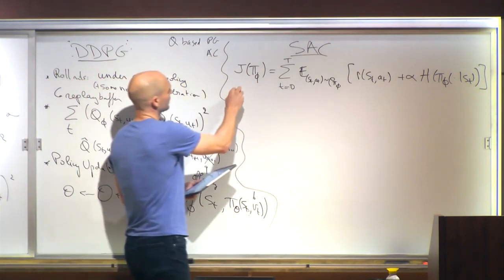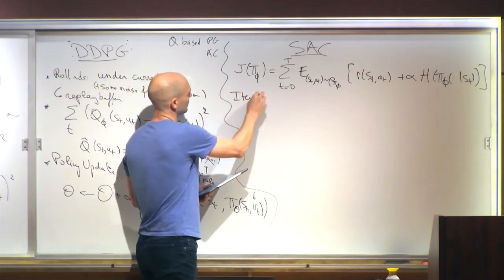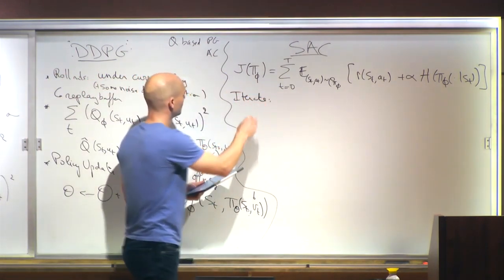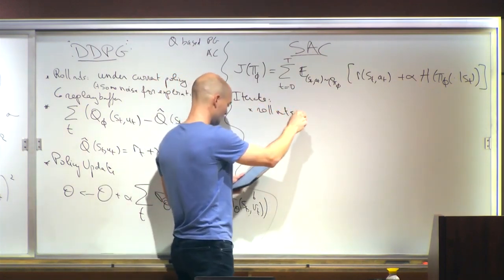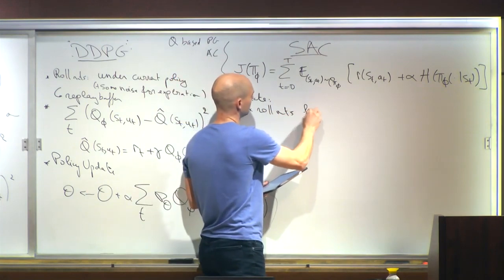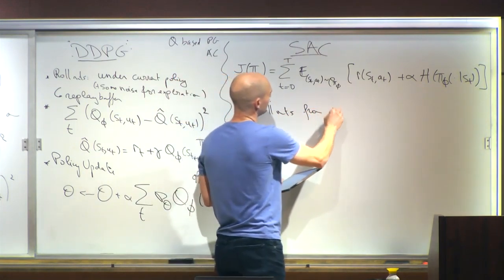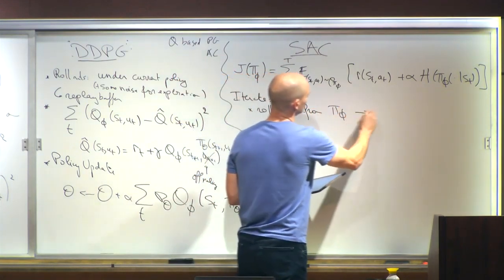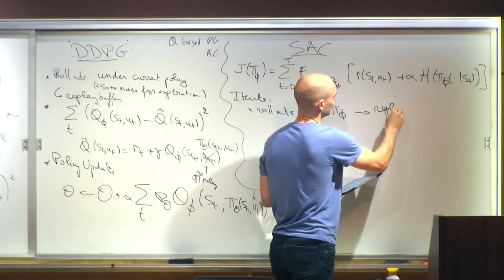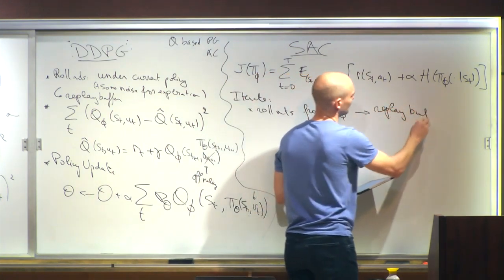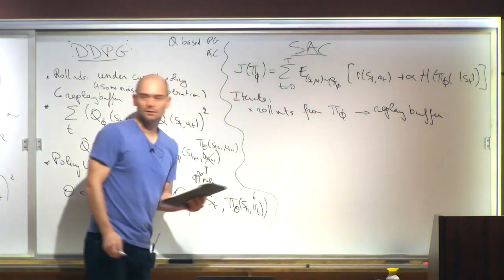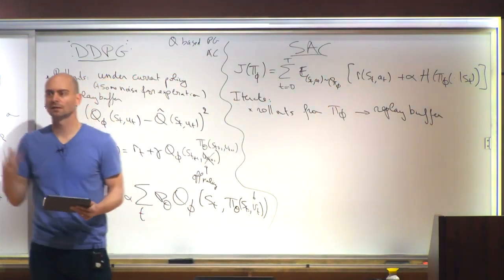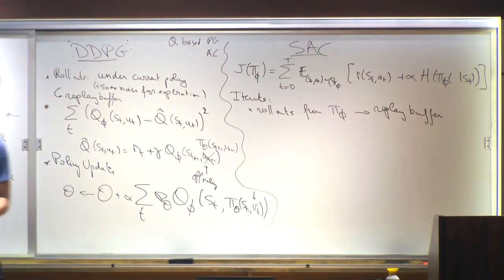What does the algorithm look like? We'll iterate. Rollouts from pi phi, then they go into our replay buffer. And then, just like in soft Q learning, we're going to be learning 3 functions. We're going to learn a policy, a value function, and a Q function.